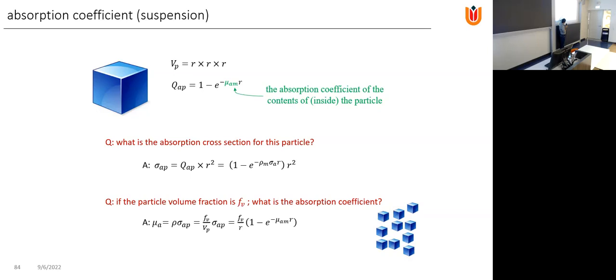So we end up with this expression for the absorption coefficient. mu_a for this particle, or for a bunch of these particles, is the volume fraction divided by the size of the particle times this fraction. So basically, this is the result of this whole organization, because we have now contained the absorbing molecules inside the particles. This is an expression for the absorption coefficient that we would measure in such an experiment.